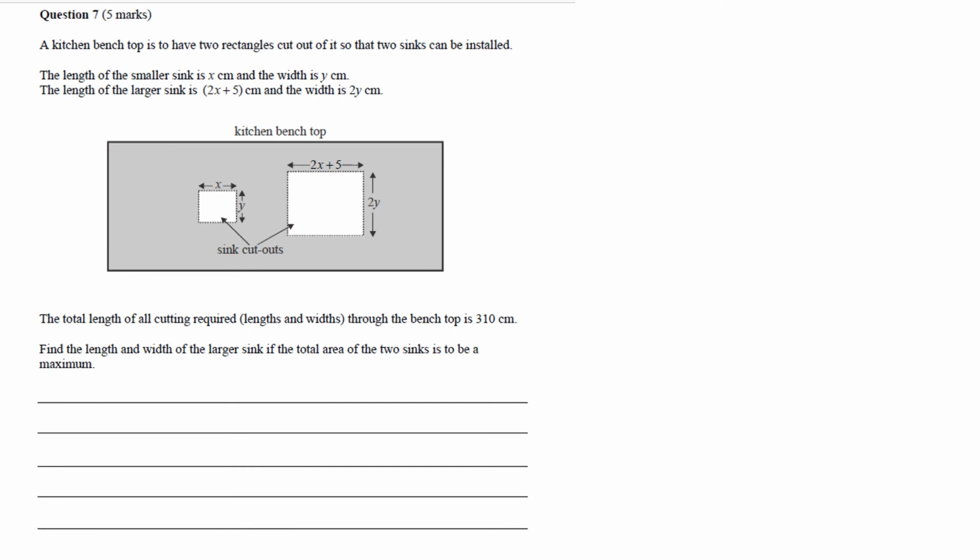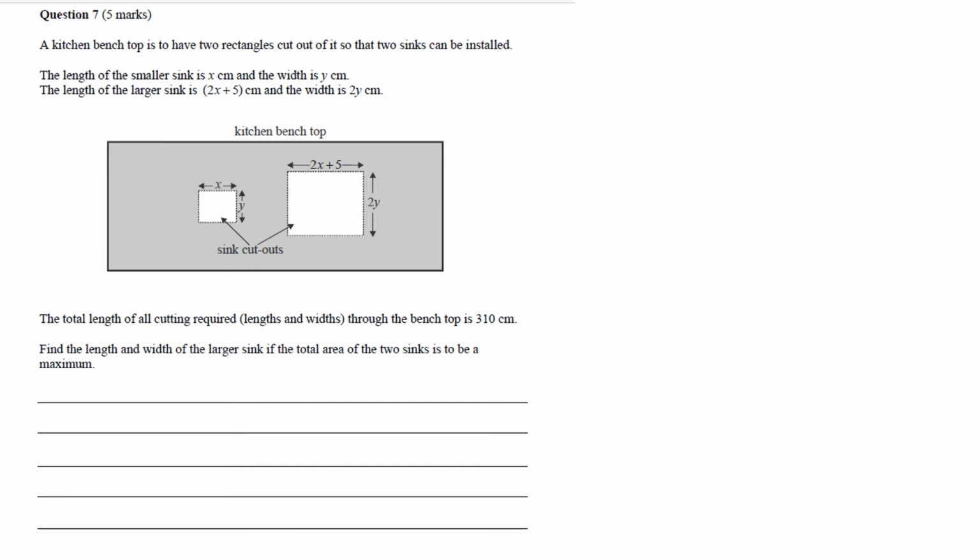So we're told that the kitchen bench top has 2 rectangles cut out so that we can get sinks. The smallest sink is x by y, and the biggest sink is 2x plus 5 by 2y. And we're told that the total length, so the total perimeter that we're cutting out, is 310. And we need to find the length and width of the larger sink, the big one, if the total area is to be a maximum.